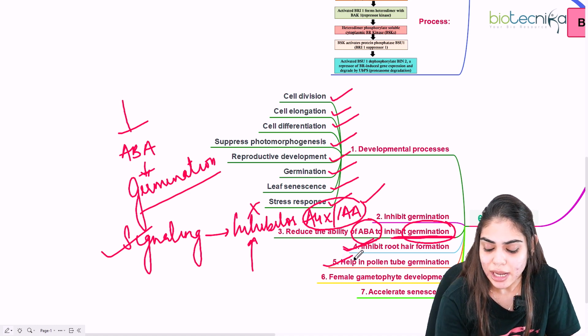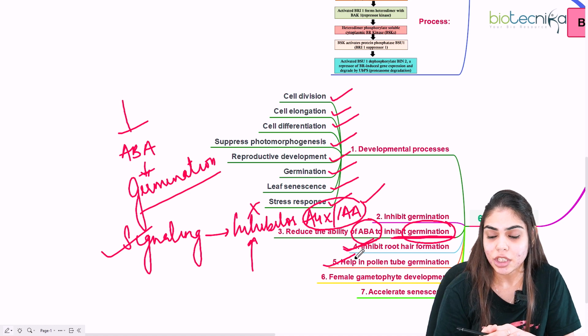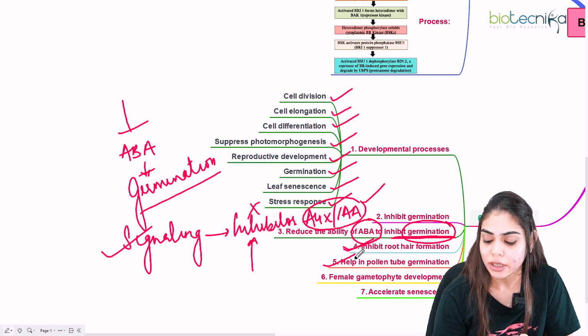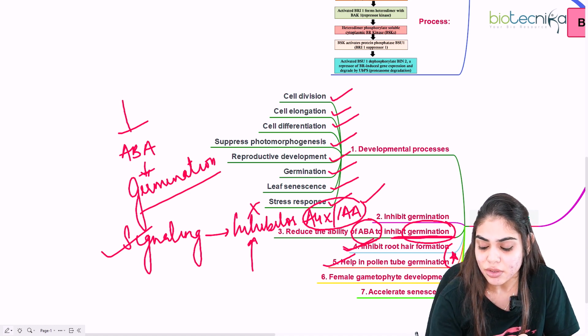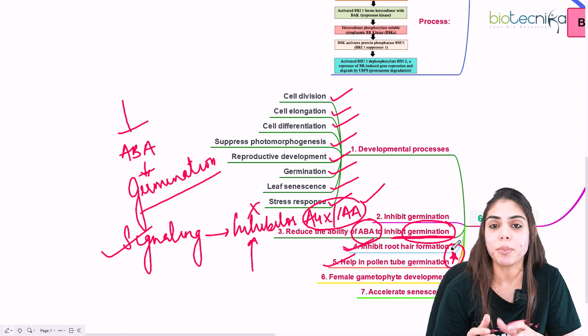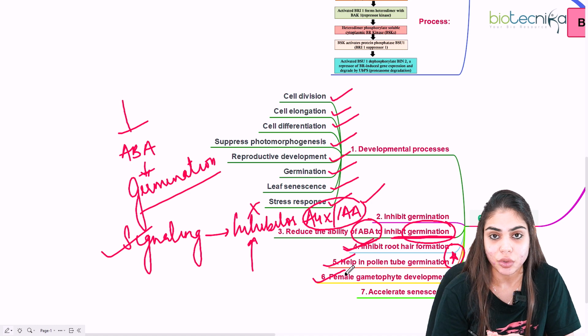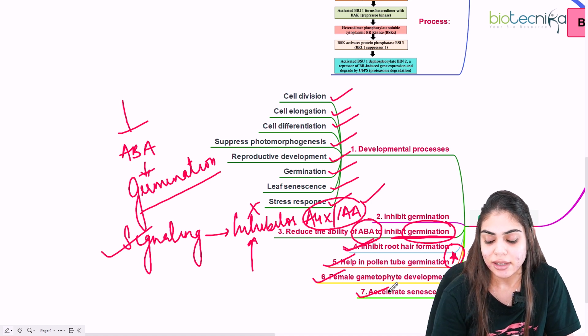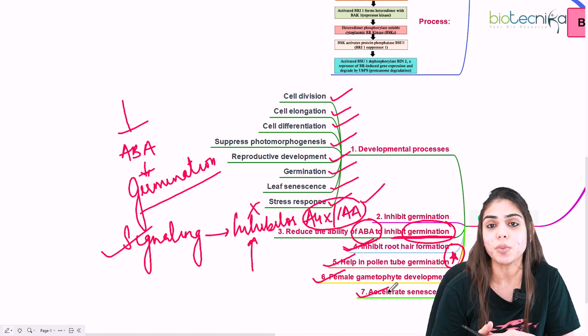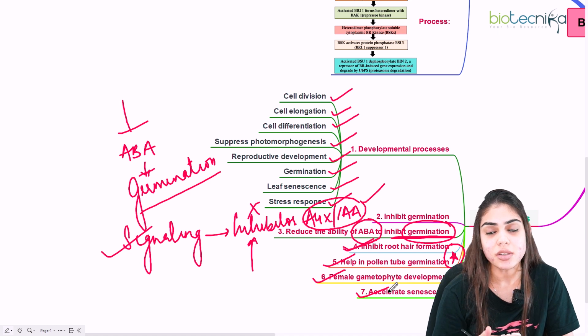It also helps in pollen tube germination, which is one of the most important functions for which brassinosteroid is known. It also promotes the development of the female gametophyte, as well as it accelerates senescence, that means the aging process of the plants. So this is all about the functional profile of this phytohormone.